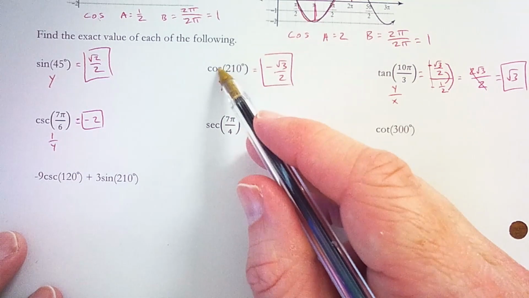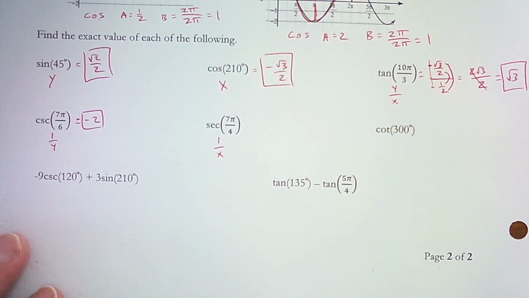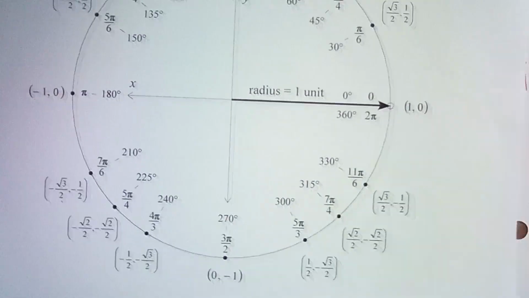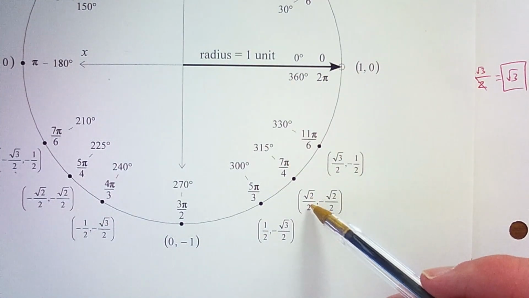Secant is the reciprocal of cosine, so it's the reciprocal of x. So we are going to find the x value at 7 pi over 4 and flip it upside down. So 7 pi over 4 is right here. The x value is root 2 over 2.